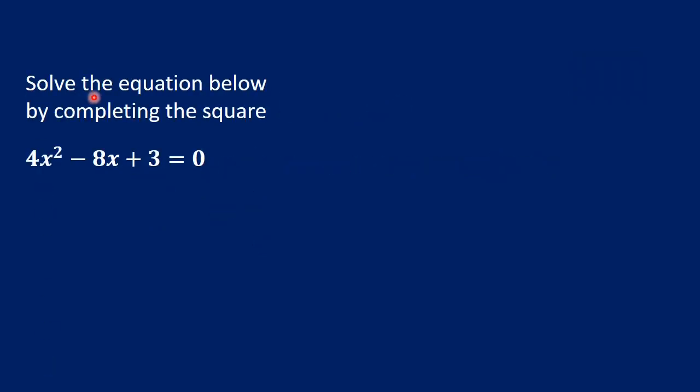Example: solve the equation below by completing the square. So this is a quadratic equation. We have 4x squared minus 8x plus 3 is equal to 0. To complete the square, we have to make sure that the coefficient of x squared is 1. And we can achieve this by dividing through the equation by the coefficient of x squared, which is 4.